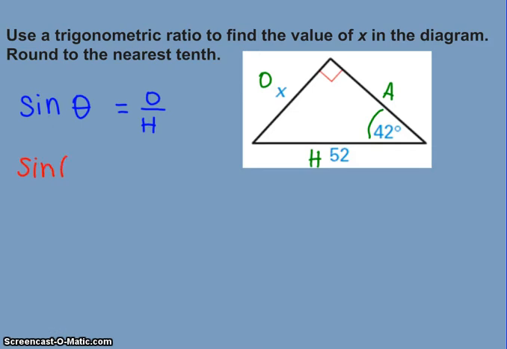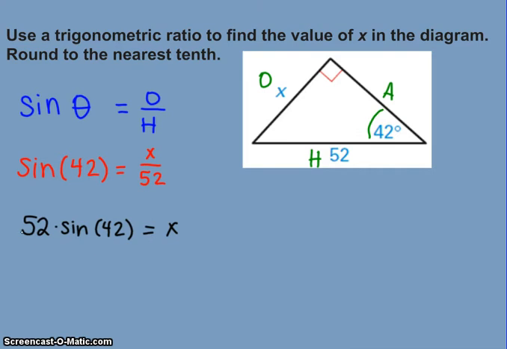So sine, theta stands for the angle, 42. The opposite is x, and the hypotenuse is 52. Now in this particular problem, the x is on the right hand side and it's above the fraction. So if x is being divided by 52, what should I do to get that off of the x? You're going to do the opposite, and multiply both sides by 52. So you get x equals 52 times the sine of 42.